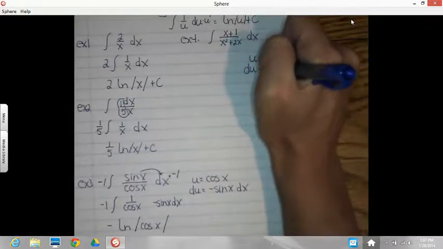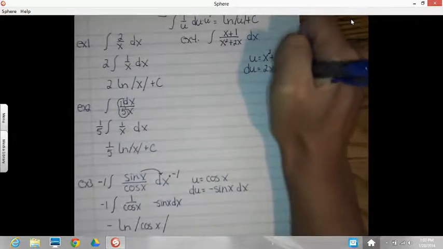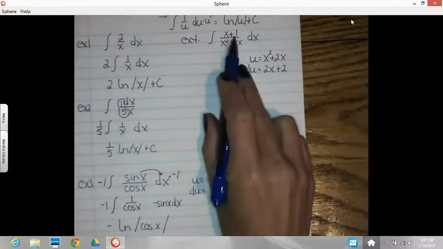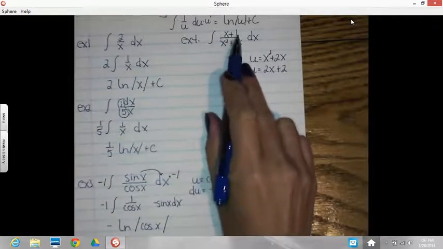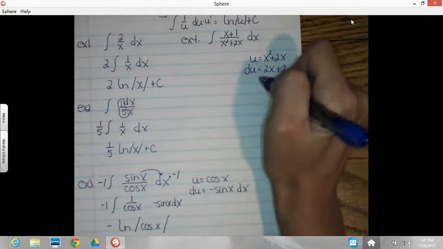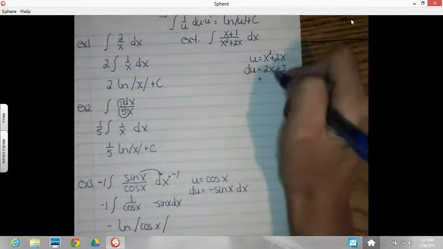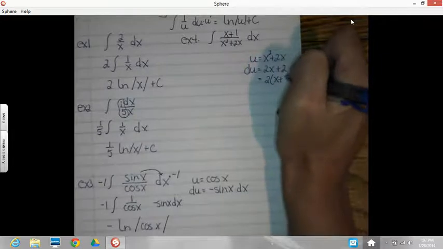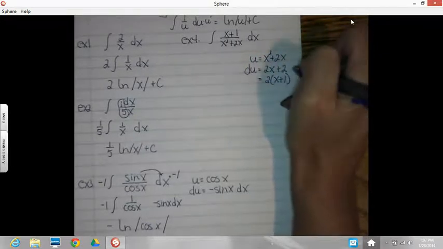is 2x plus 2. Well, if I look, that's really close to what I've got here. If I multiply this by 2, I'll have it. So to see it a little bit better, I'm going to factor the 2 out of these two terms. That'll leave me with an x plus 1. Oh, I forgot my little dx here. Not that that's needed.